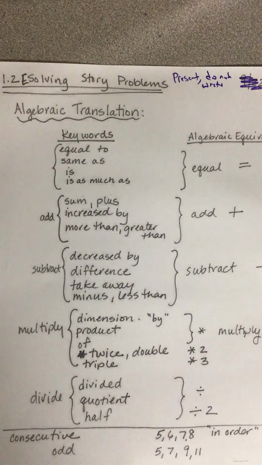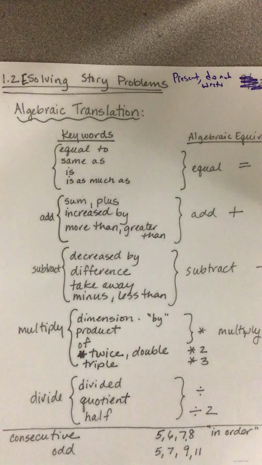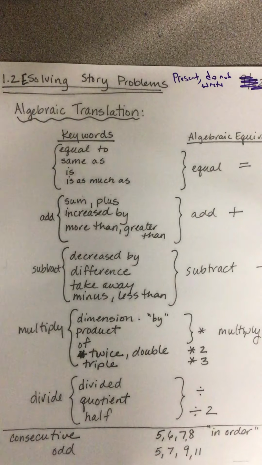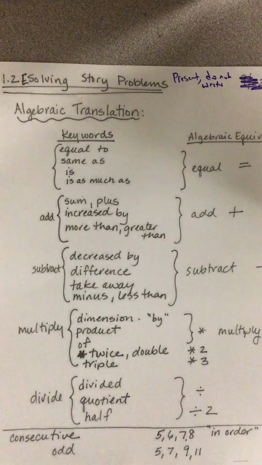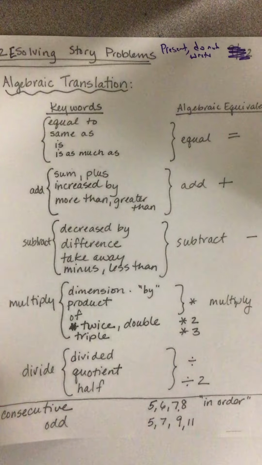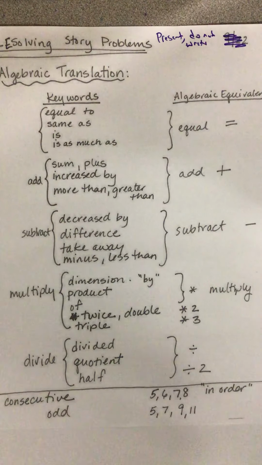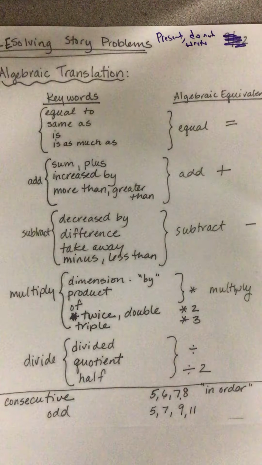All right, today we're looking at section 1.2e, solving story problems. We have a variety of keywords that we're looking at today. We have an algebraic translation of words that you're going to see in story problems that represent a certain algebraic step that you need to do. So when we're looking at this, we have keywords that describe things that are equal to others, that we add, subtract, multiply, or divide together, whichever one is necessary.